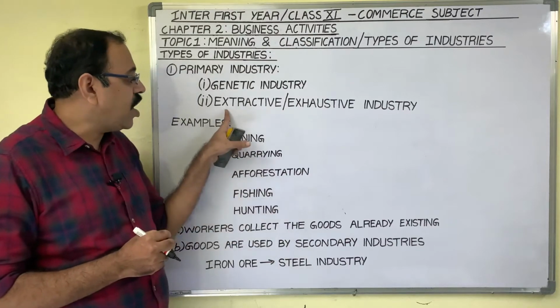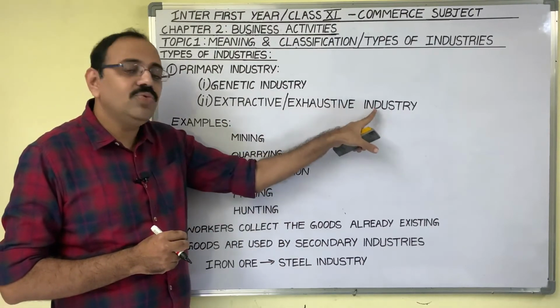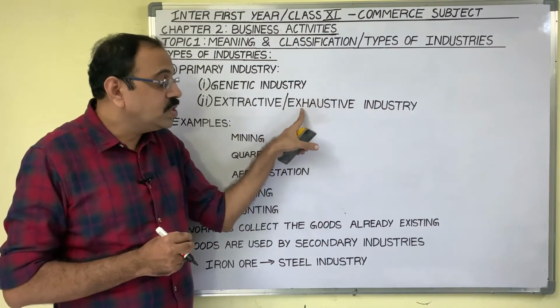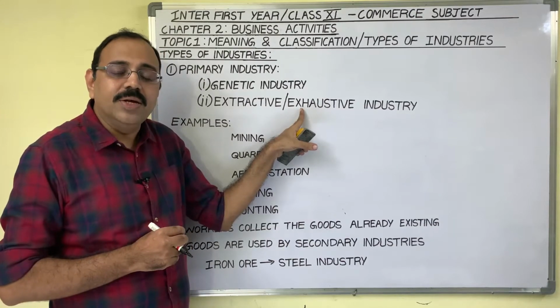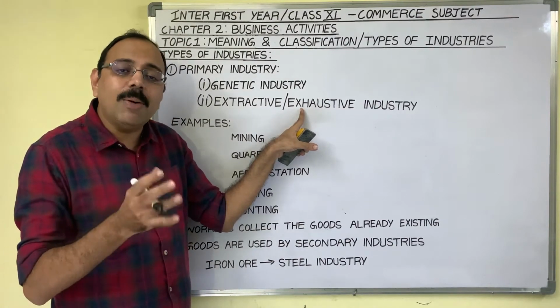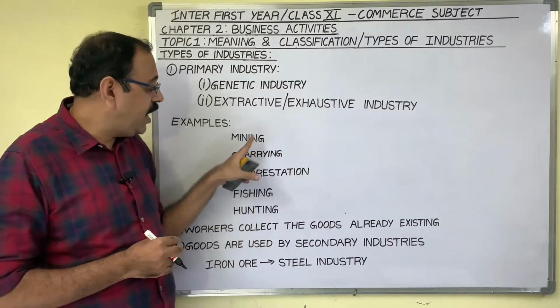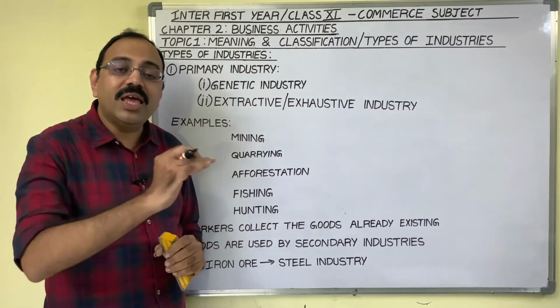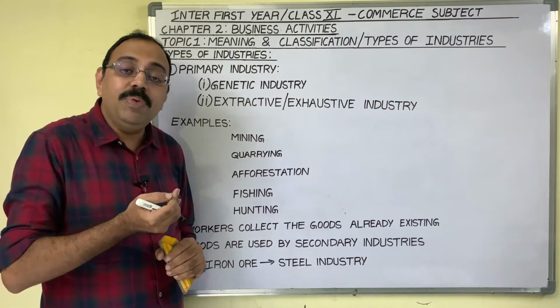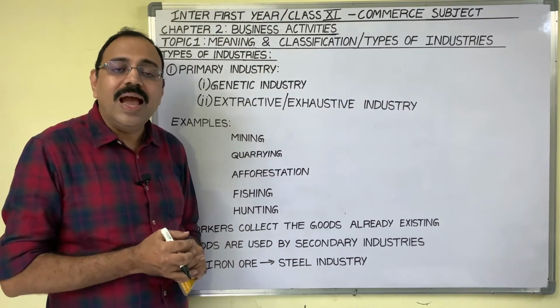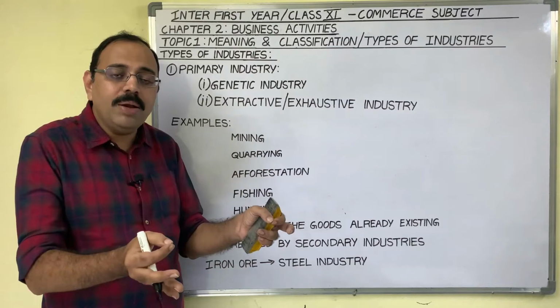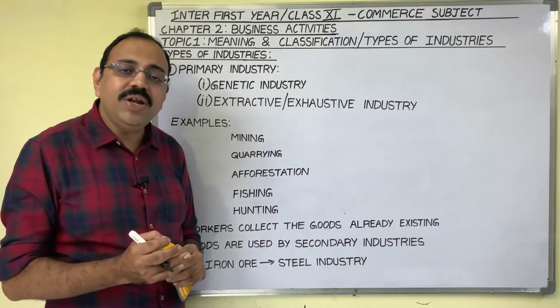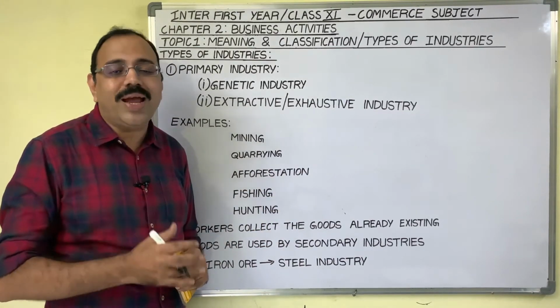Extractive industries are also known as exhaustive industries. Exhaustive means complete. Exhausting means using completely. For example, take coal mine. With every attempt, means with every dig, there is a depletion in natural resources and finally that coal mine becomes empty. Extractive industry is further divided into two categories.